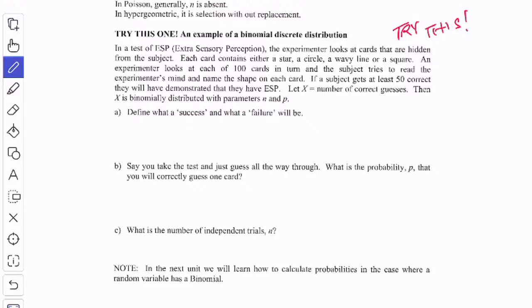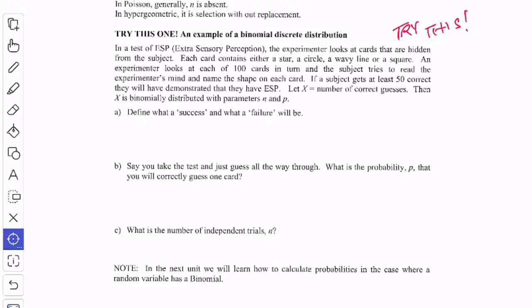So this is an exercise. You need to read and identify this problem. This is a very practical problem. We'll give you some other exercises like this when we get to Unit 5. You need to identify whether this is a binomial setting.